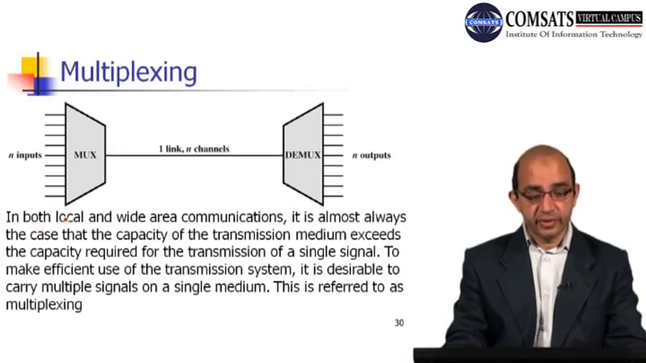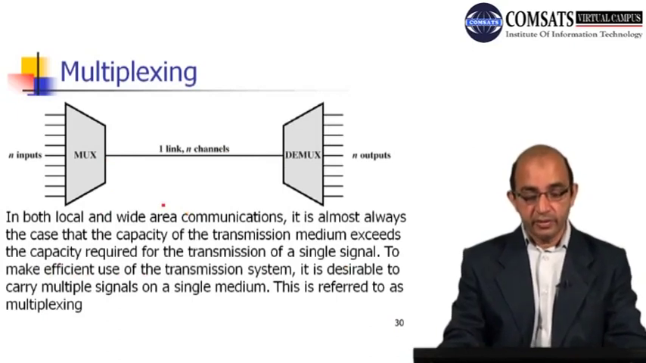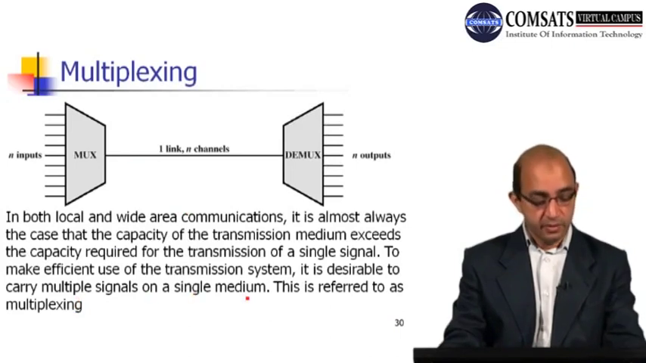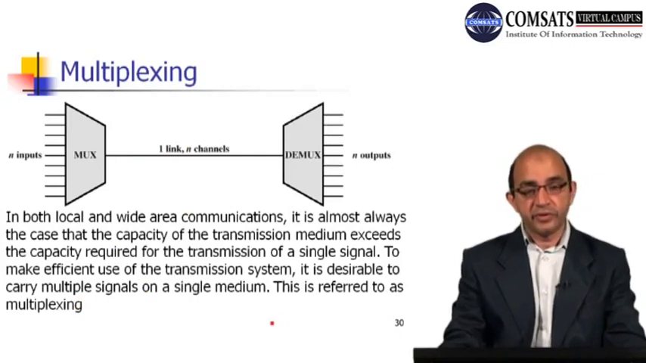we have the case when the capacity of the transmission medium exceeds the capacity required for the transmission of a single signal, right? So we need to make efficient use of this transmission capability. In order to do that, we carry multiple signals onto a single medium, as shown here, and this is referred to as multiplexing.